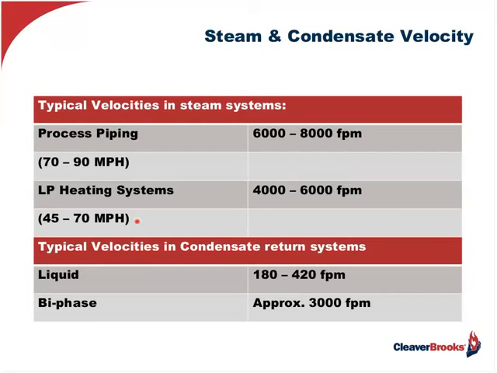And then as far as condensate, the liquid, between 180 to 420 feet per minute is what we find most desirable. And biphase, a lot of these condensate return systems, as I mentioned before, can have a significant amount of steam in them. Okay, so it's a biphase mix. And in that particular case, you're looking at velocities in the area of 3,000 feet per minute.